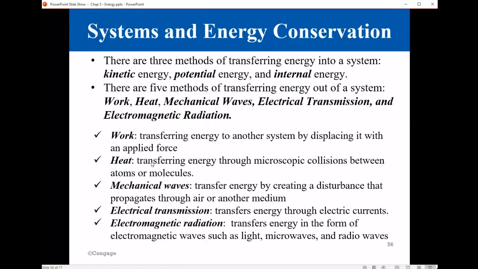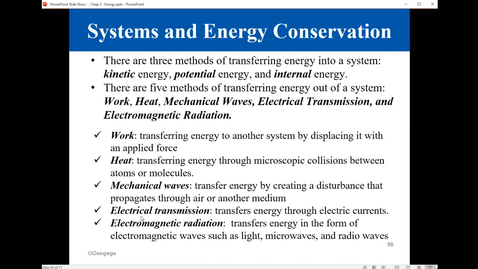Heat, in this case, energy is used to excite the atoms and molecules more, and if you check them under the microscope, you will have more collisions between atoms and molecules. In mechanical waves, like sound waves, energy in this case creates a disturbance in the medium, which is the atmosphere, the air, that allows the sound waves to propagate.